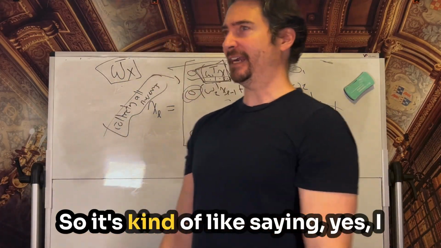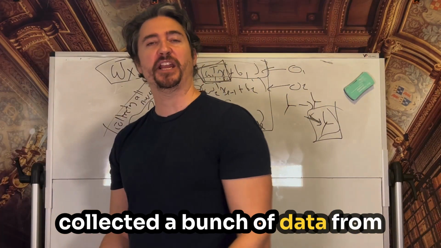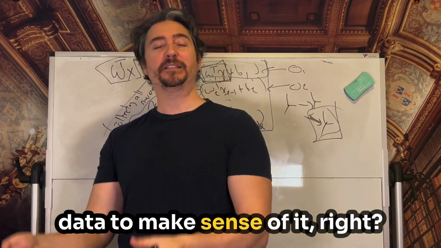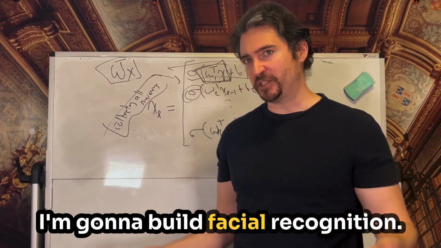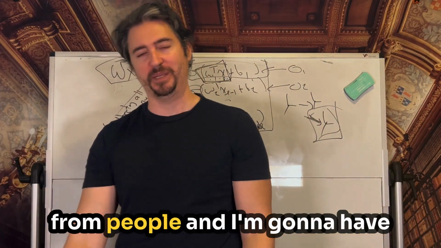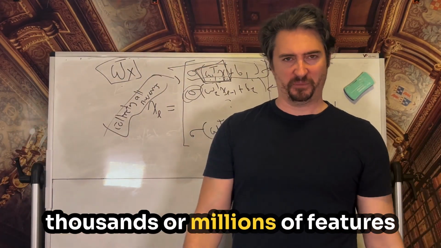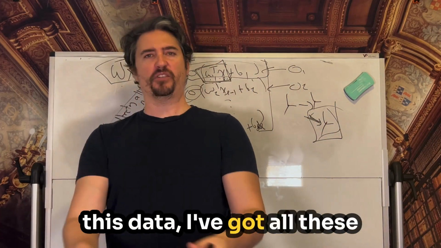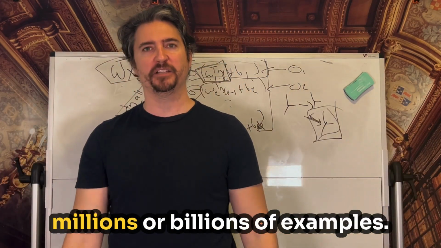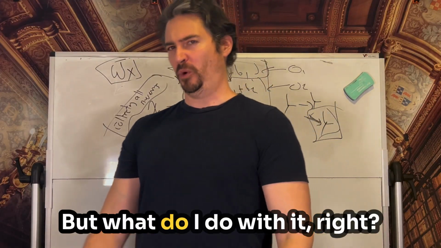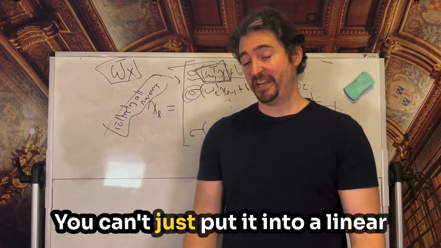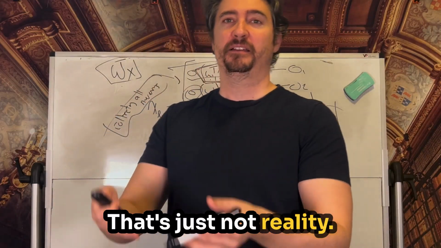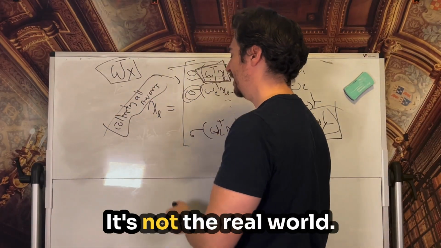Okay? So it's kind of like saying, yes, I collected a bunch of data from the real world, but I don't know where I'm supposed to put this data to make sense of it, right? I'm going to build facial recognition. I'm going to get billions of photos from people, and I'm going to have thousands or millions of features for each photo, whatever it is. And now I've got all these attributes, and I've got millions or billions of examples. But what do I do with it? You can't just put it into a linear playground and think things are going to be linearly separable. That's just not reality. That's not complexity. It's not the real world.